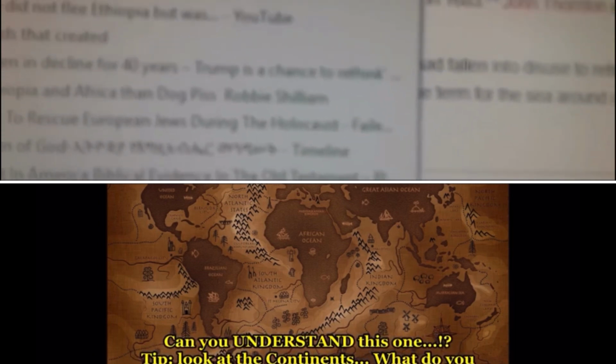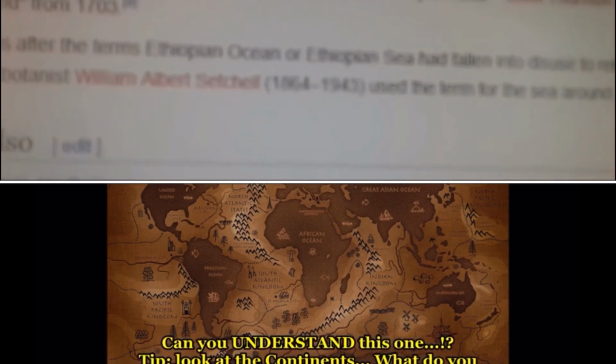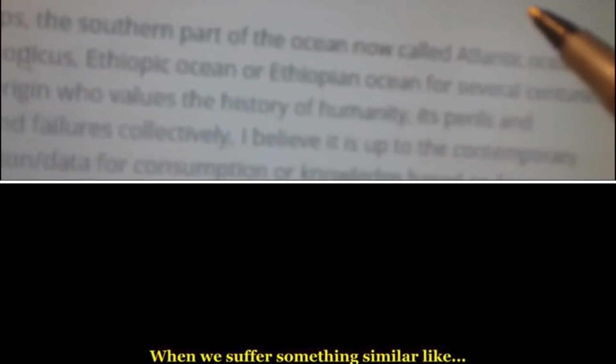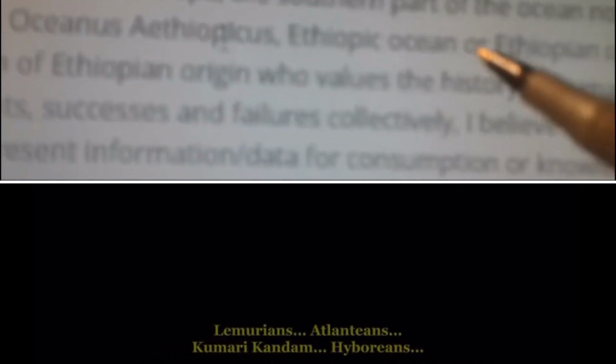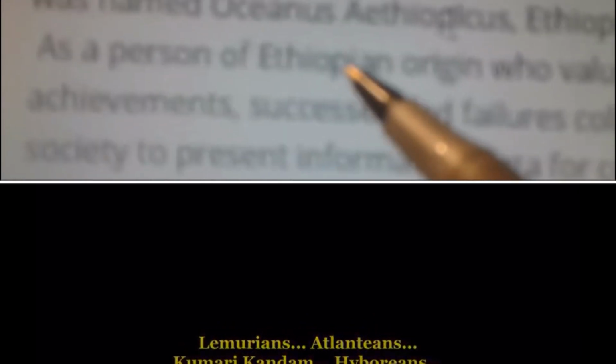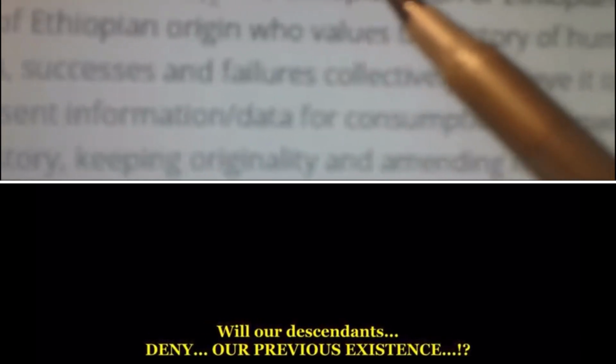Give me 1 second. It's called Restore the Name of the Ethiopian Ocean. And let's check this out. This is from the subcontinent map of McFadden of London on the Dutch colony of the Cape of Good Hope. In each of these maps, the southern part of the ocean, now called Atlantic Ocean, was named Oceanus Ethiopicus, Ethiopic Ocean or Ethiopian Ocean for several centuries.